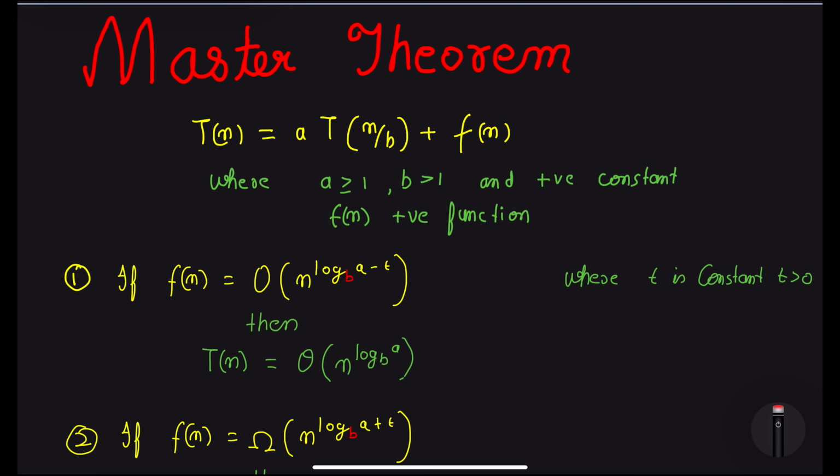So Master Theorem has three cases. The first one is: if the function f(n) is equal to big O of n raised to the power log base b a minus t, then T(n) is equal to theta of n raised to the power log base b a, where t is a constant which is greater than 0. Let's see a few examples that will give you a clear idea of this case.